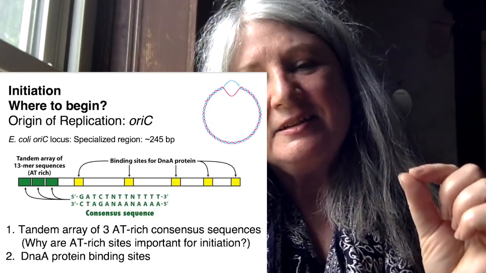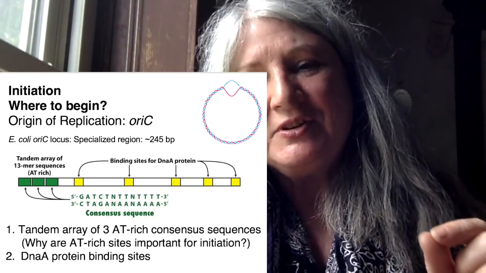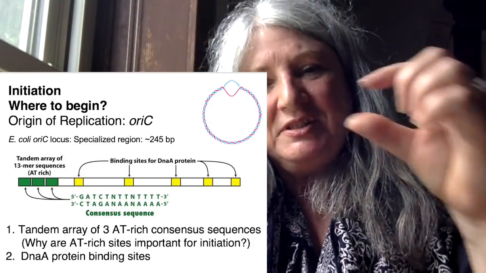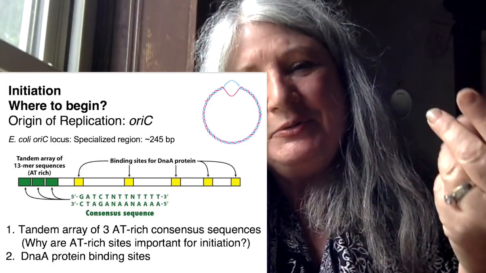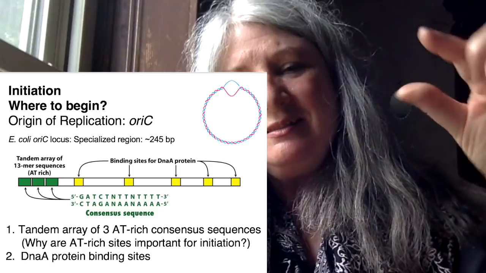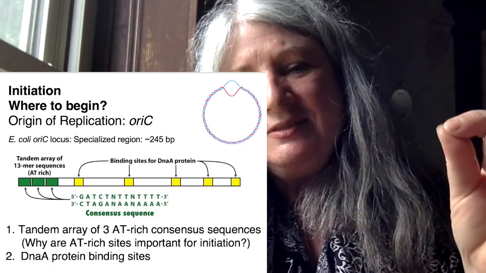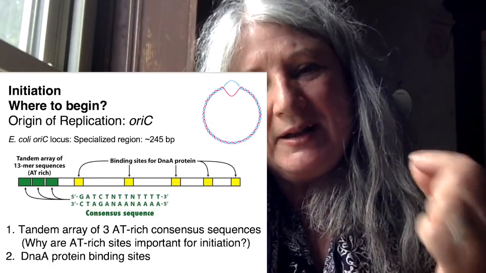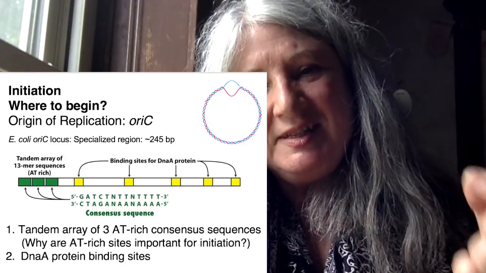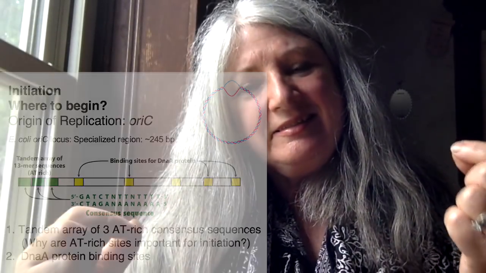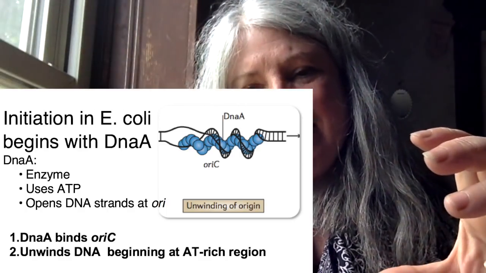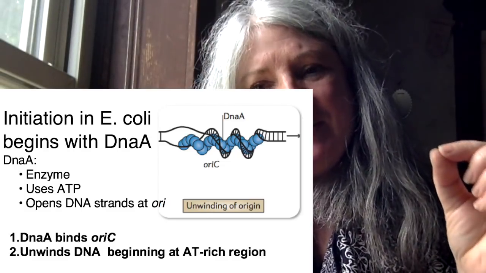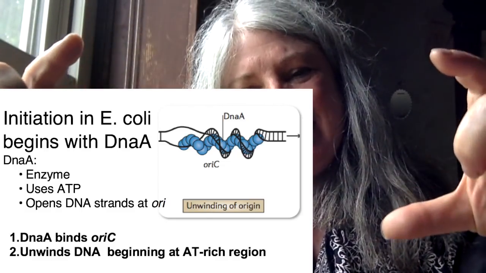The first is an AT-rich region. The AT repeats represent a site at which the DNA is easy to melt because there are only two hydrogen bonds between AT base pairs, and so it's relatively easy to melt. The second portion is the DNA A binding site. This is a site to which DNA A binds. This DNA A recognizes the sequence and it binds in these specific spots and uses ATP hydrolysis to power the separation of the DNA strands at the Ori locus.